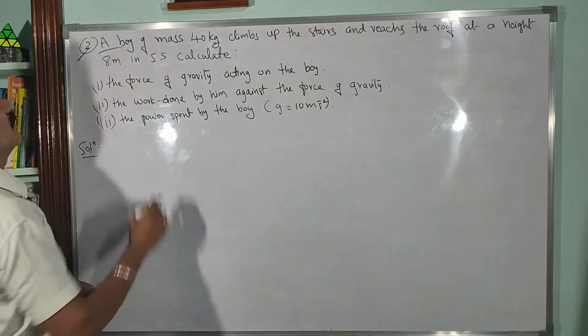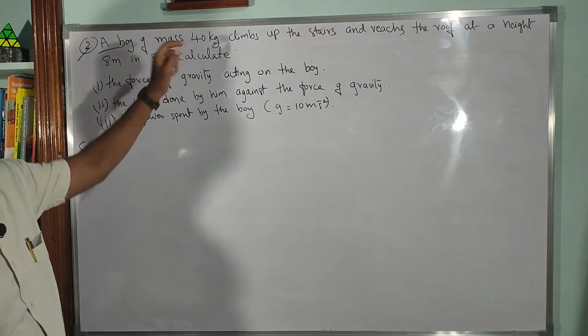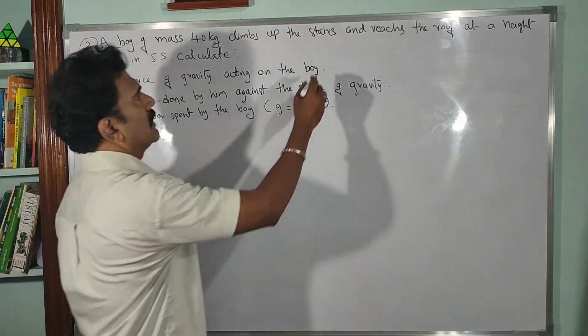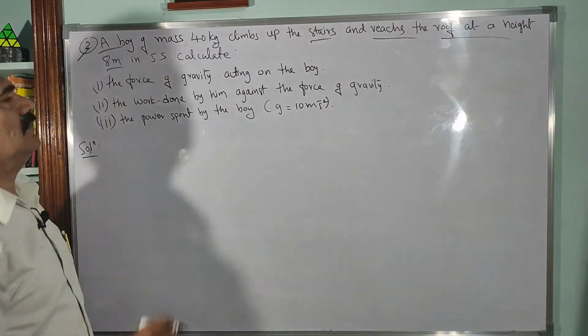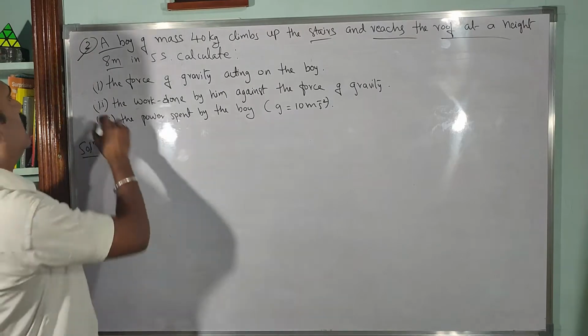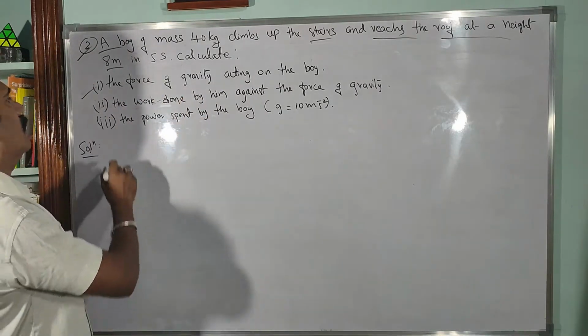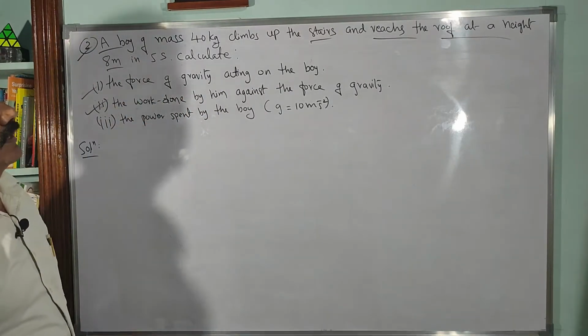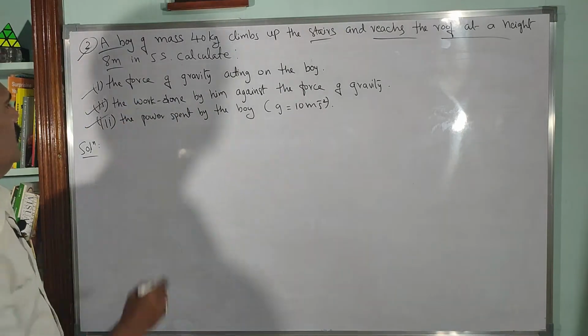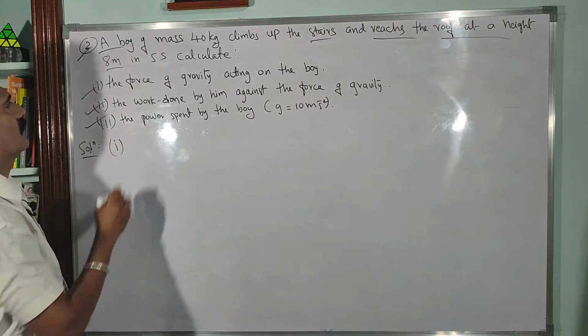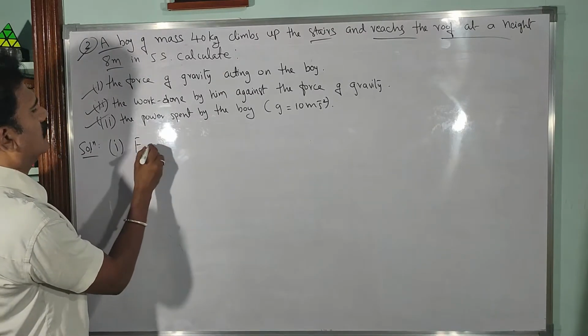A boy of mass 40 kg climbs up the stairs and reaches the roof at a height of 8 meters in 5 seconds. Calculate the force of gravity acting on the boy, the work done by him against the force of gravity, and the power spent by the boy. Now let us see this calculation one by one. In the first case, you have to calculate the force, isn't it?